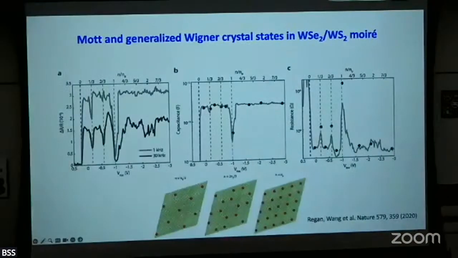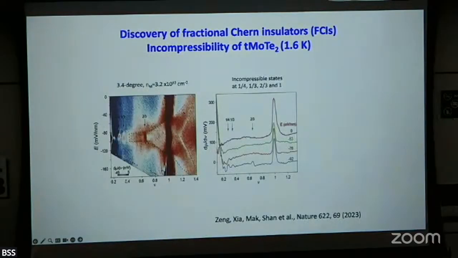So let me just show you one example. I think I should stop. I have 1 minute left. Let me just show this and I'll quit, okay? So what we are seeing here is the incompressibility, which is d mu dn.